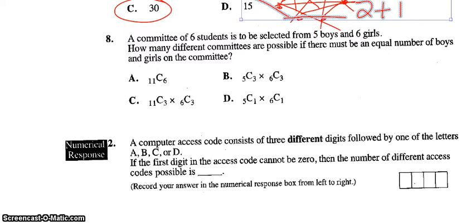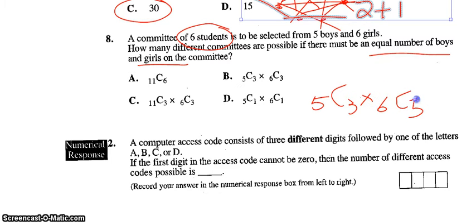Okay. Let's see. 6 students selected from 5 boys. Equal number of boys and girls, which means 3 boys, 3 girls. 5 boys, you choose 3. 6 girls, you choose 3, and then you multiply them. That's the answer.